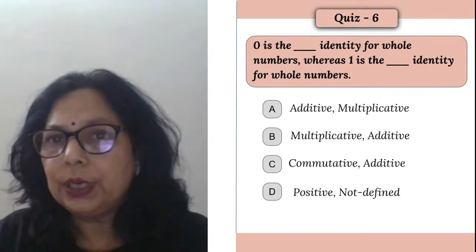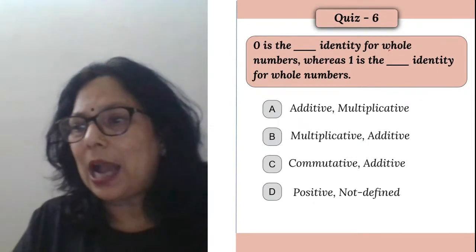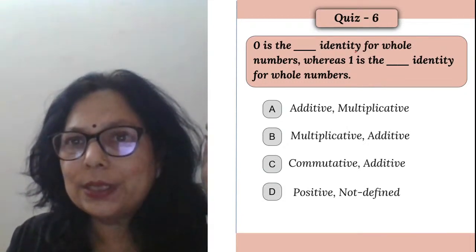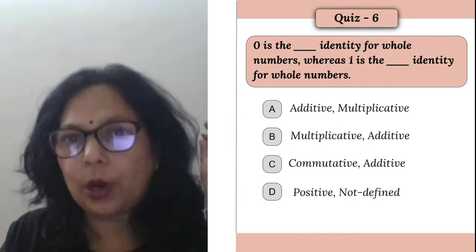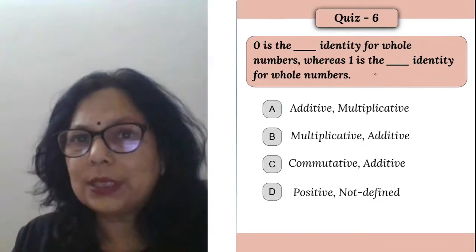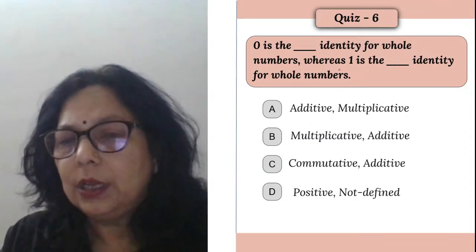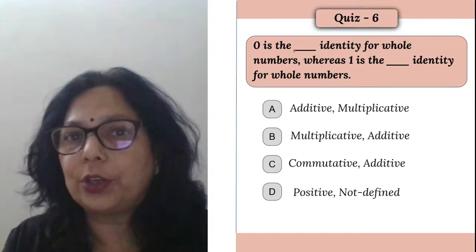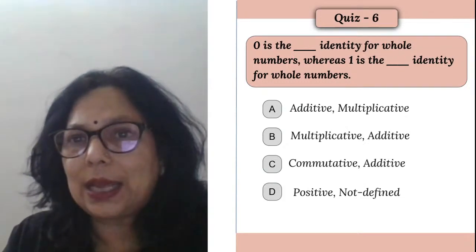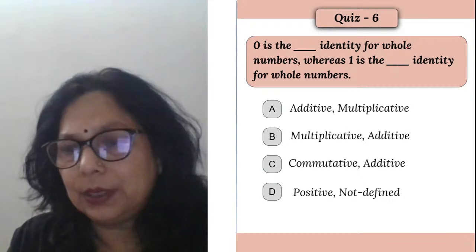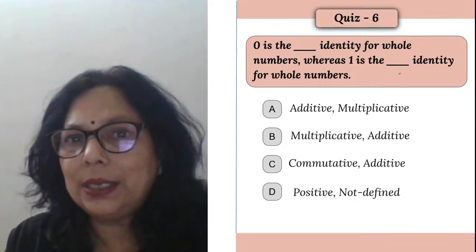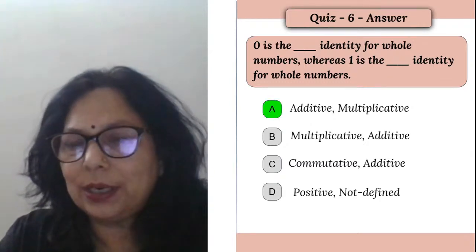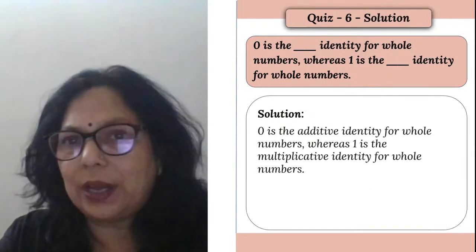Now have you understood? Zero is the additive identity. Note how many options you got correct. Zero is the identity for whole numbers, whereas one is the multiplicative identity for whole numbers. These are all good questions for your IMO. Yes, you are right, children. It's option A. Zero is additive and one is multiplicative.